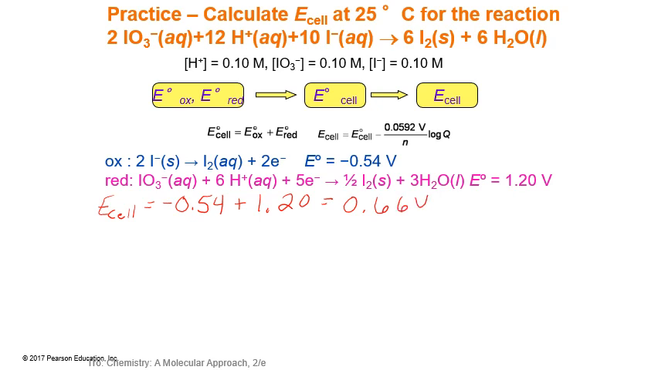Okay, we are also going to need to know the number of electrons, and so from our two half reactions, we've got 2 electrons and 5 electrons. So our oxidation, we would have to multiply by 5. Our reduction, we would have to multiply by 2. And so we would have overall 10 electrons for our equation. So let's plug this into our Nernst equation in order to find our cell potential.